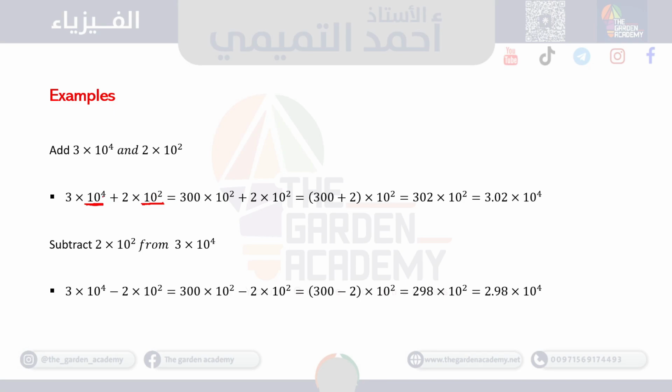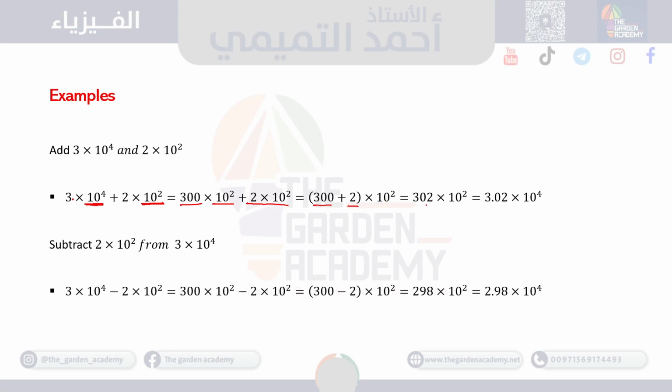To make this 10 to the power 2, we need to move the decimal point to the right by 2 digits. Therefore it becomes 300 times 10 to the power 2, plus 2 times 10 to the power 2. We write it as is. Then we add the coefficients with each other, which is basically 300 plus 2, multiplied by the exponent as is, 10 to the power 2. So the answer is 302 times 10 to the power 2.